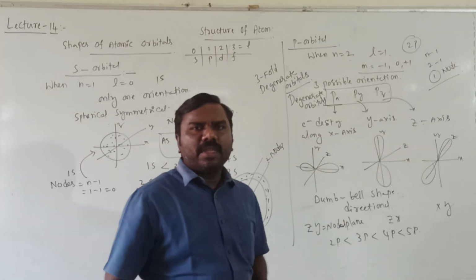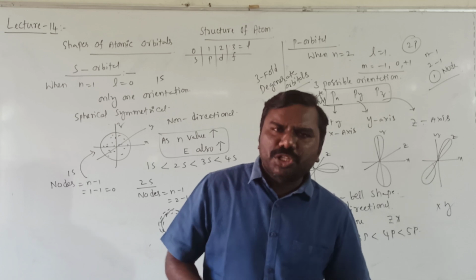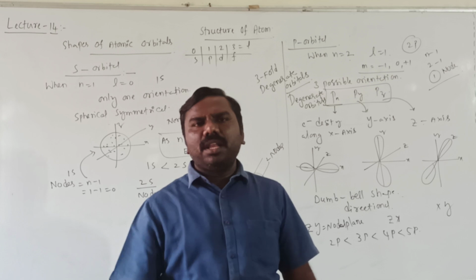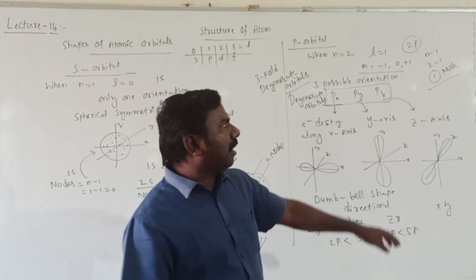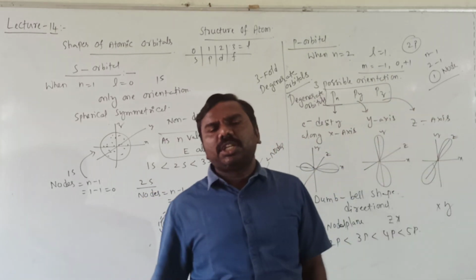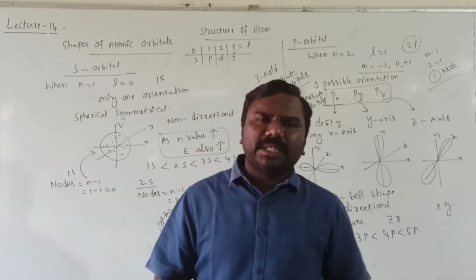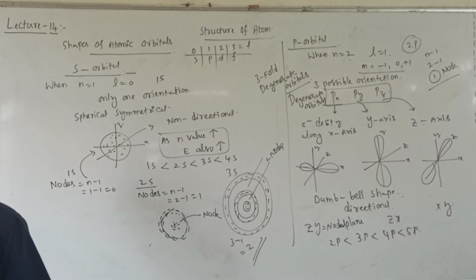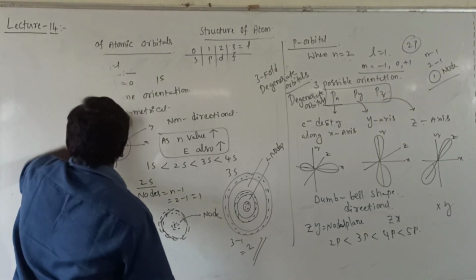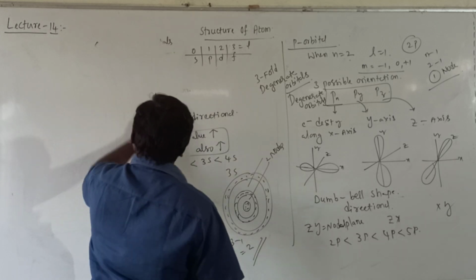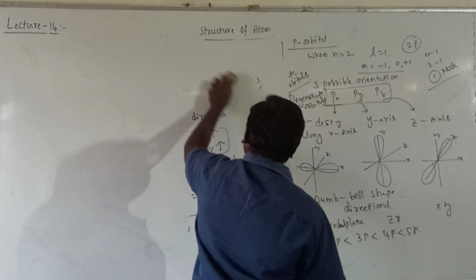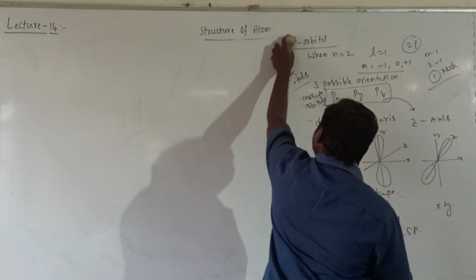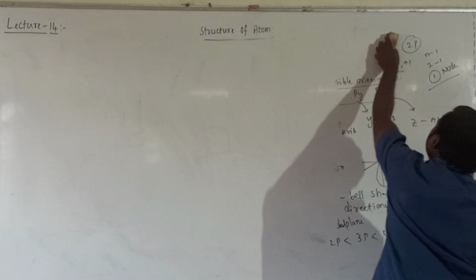The points are, shape is dumbbell shape. So in each and every p orbital there is one nodal plane. Number of nodes is 1. Shape will be dumbbell along x-axis, y-axis, z-axis. Remember. Next one, d orbital. The last one is d orbital. Shape of d orbitals.